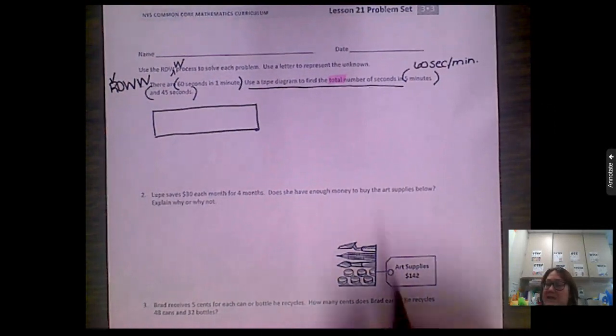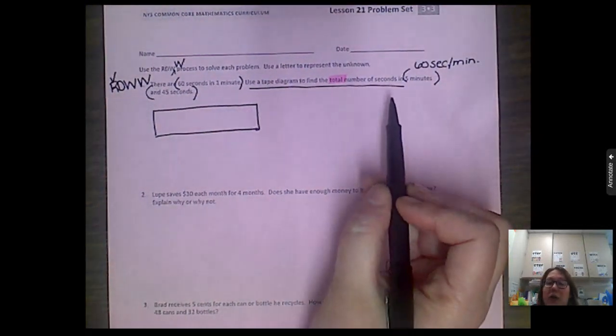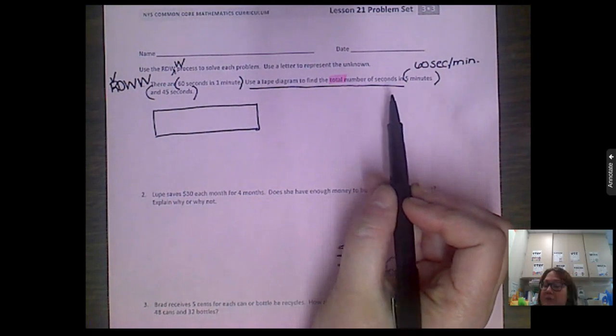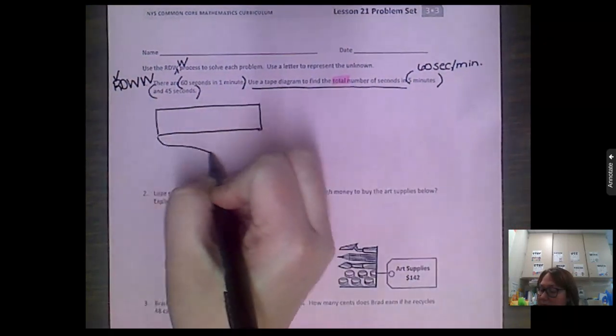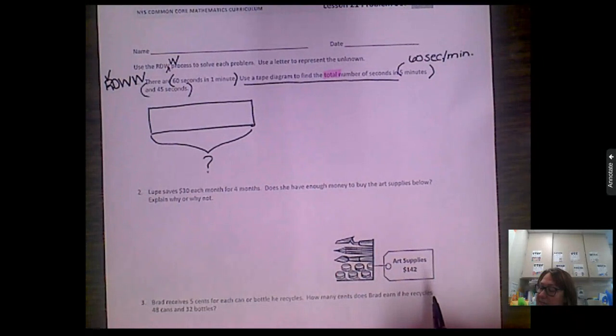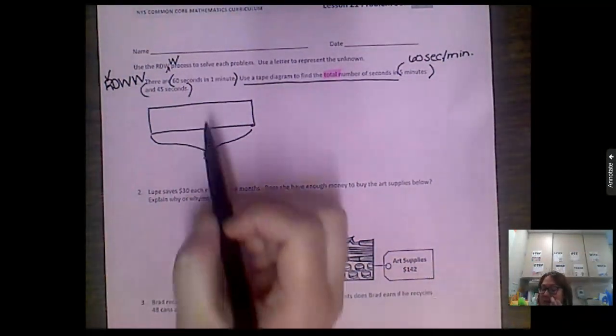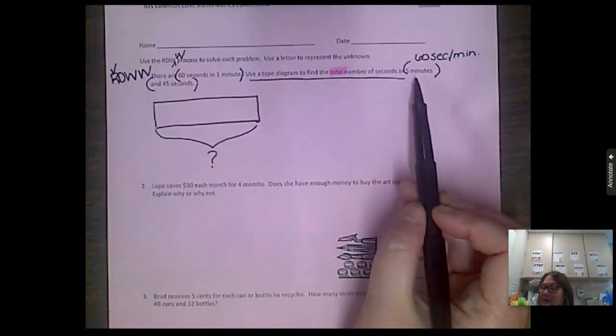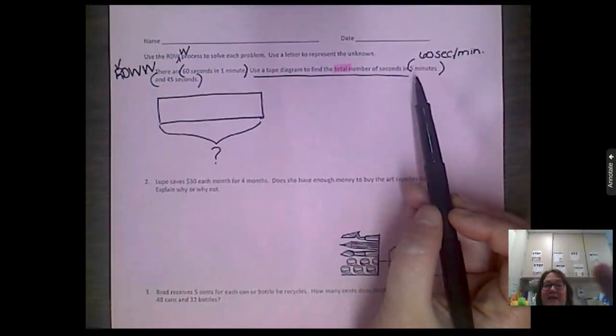The first thing I want to ask ourselves is, do we know the total? We don't, right? Because it says we want to find the total number of seconds. So we don't know that total yet. So I'm going to scoop it, and we don't know that yet. 60 seconds in a minute. Use a tape diagram to find the total number in 5 minutes and 45 seconds. So there's 60 seconds in a minute, which we found there, and we're talking about 5 minutes.